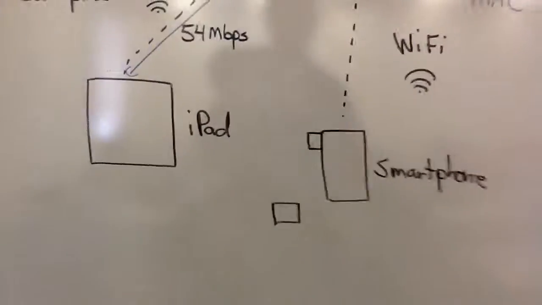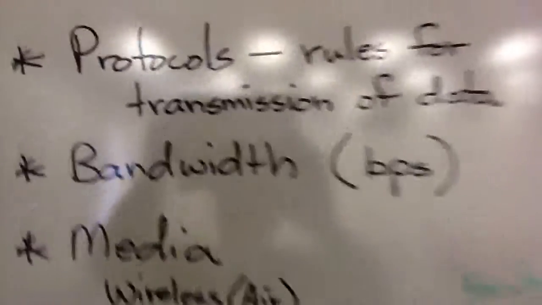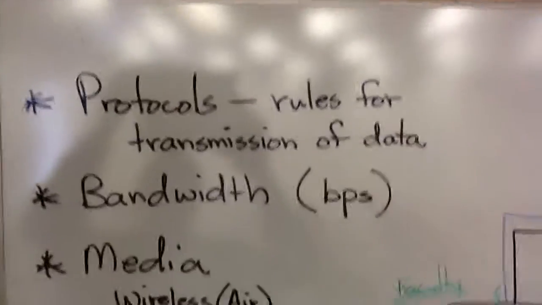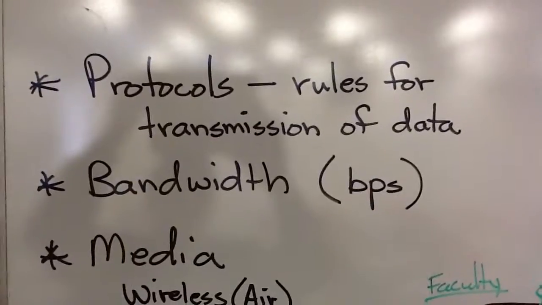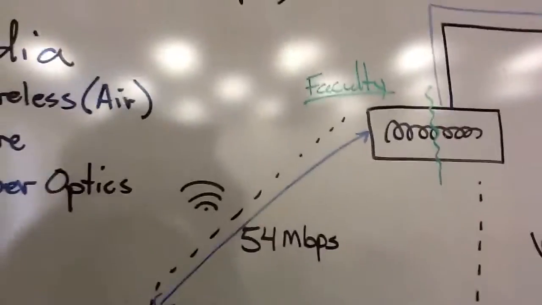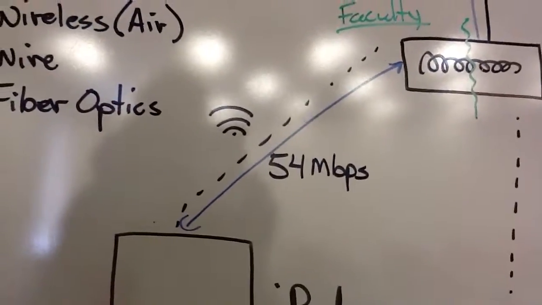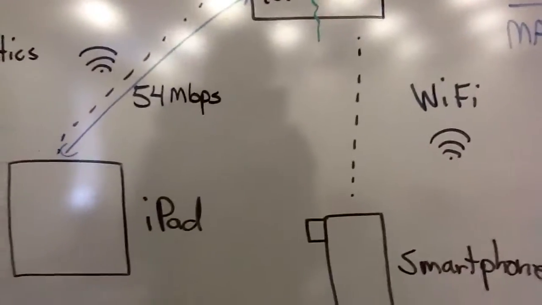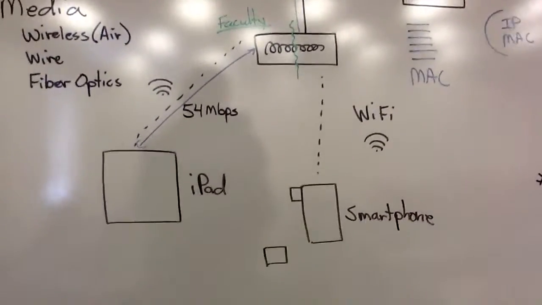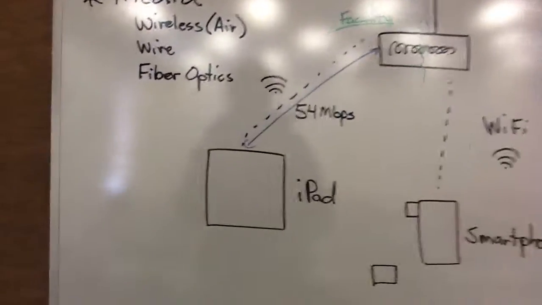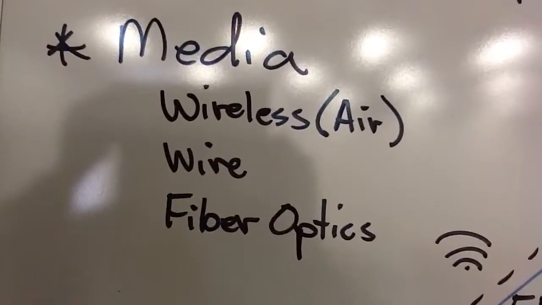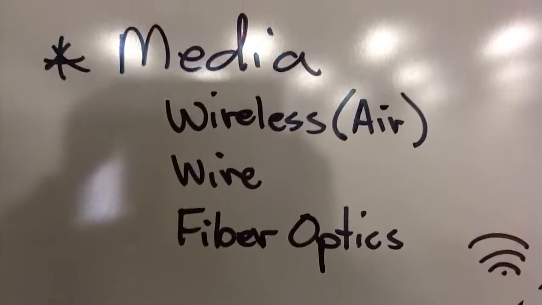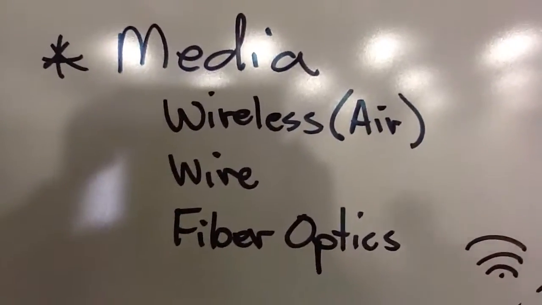All right. So in order for these things to communicate, we have to have some rules for transmission. Those are called protocols. How many bits we can send is the bandwidth. For example, a lot of Wi-Fis are 54 million bits per second, and that actually becomes less as you add devices onto an access point. And then we have media. We talked about media before, and we'll be emphasizing a few things with that, whether you send it through the air, sending it through a wire, or sending it through fiber optics.